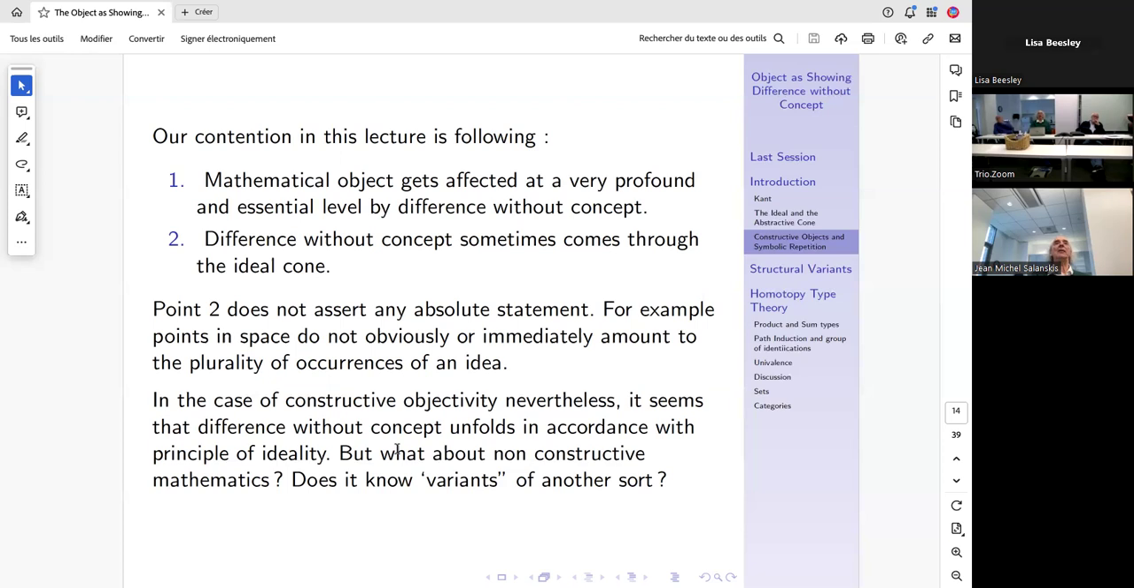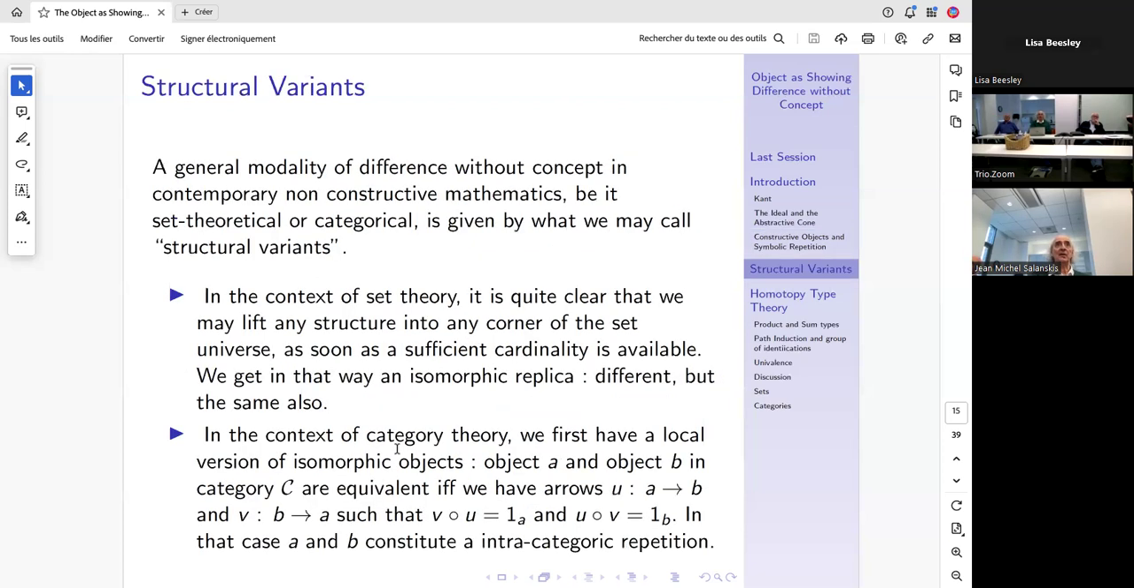But I think we also have variance in non-constructive mathematics, and I come to that now. So I'm going to consider what I call structural variance. No, but sorry, before, I try to explain me, what is the difference that you identify between the difference without concept within the conceptual cone and outside the conceptual cone? This I don't understand the difference that you want to make.